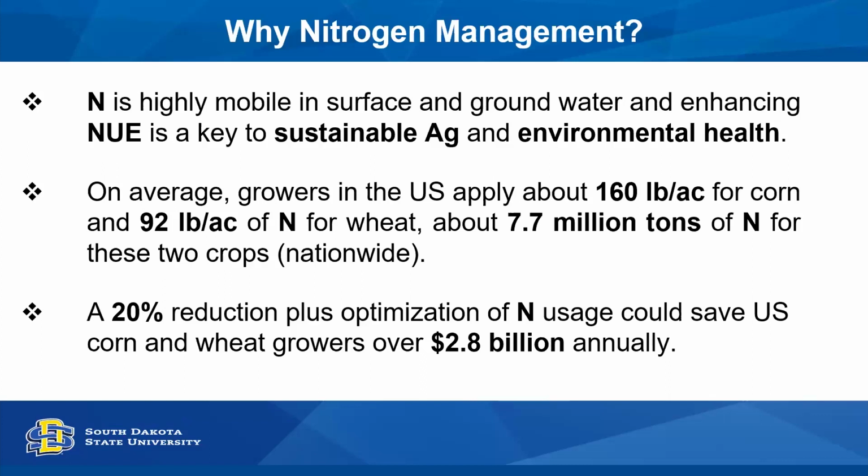health. On average, growers in the US apply 160 pounds per acre of nitrogen for corn and 92 pounds per acre for wheat, about 7.7 million tons of nitrogen for these two crops only. And a 20% reduction plus optimization of nitrogen usage could save us $2.8 billion annually nationwide.